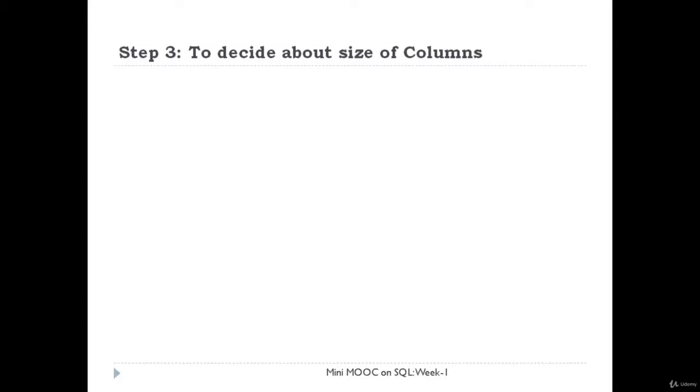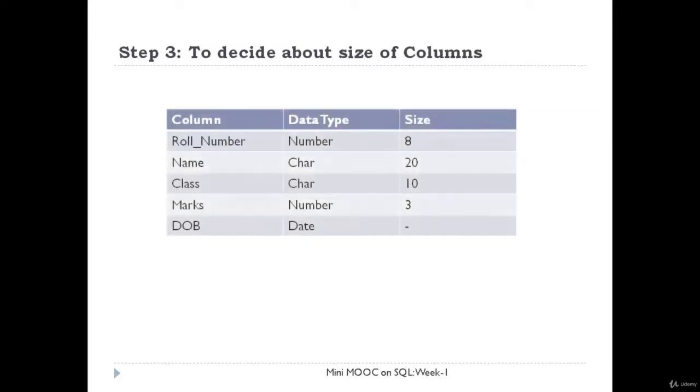The next step will be to decide about their size. Roll number may be of maximum 8 digits, so let's keep its size as 8. Name may be of maximum 20 characters, so keep its size as 20. Class as 10, marks as 3, and for date of birth, there is no need to specify its size, as Oracle automatically defines it to accommodate day, month, year and time information.